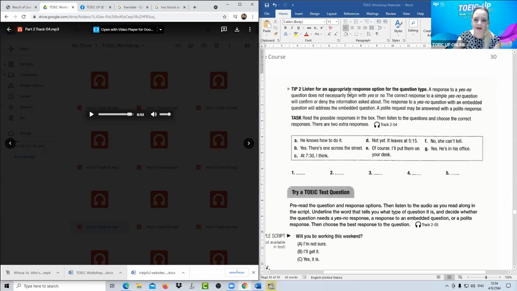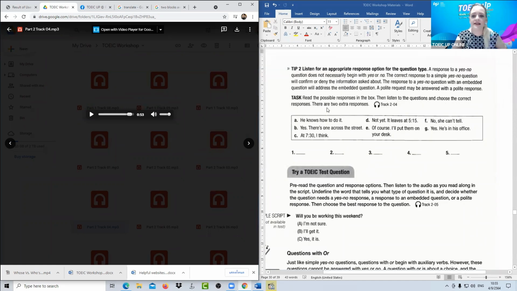So tip 2 says, listen for an appropriate response option for the question type. A response to a yes/no question does not necessarily begin with yes or no, but it can. The correct response to a simple yes/no question will confirm or deny the information asked about. What they mean is that for a simple yes/no question, you confirm (yes) or deny (no) the information. The response to a yes/no question with an embedded question will address the embedded question. Remember, can you tell me where? You are addressing the where in the question. You answer the embedded question. A polite request may be answered with a polite response. So usually a polite request is answered with a polite response.